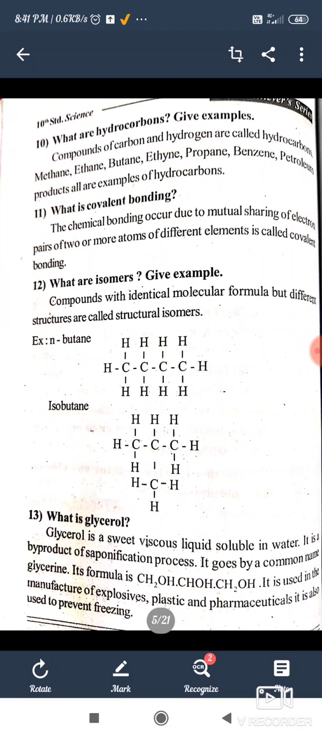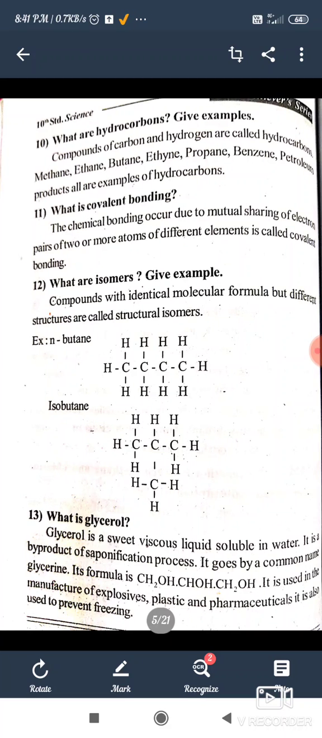What is meant by the term functional group? An atom or a group of atoms which makes a carbon compound reactive and decides its properties. So it is called a functional group. Very important question. Once again, repeat it: an atom or group of atoms which makes a carbon compound reactive and decides its properties is called a functional group.